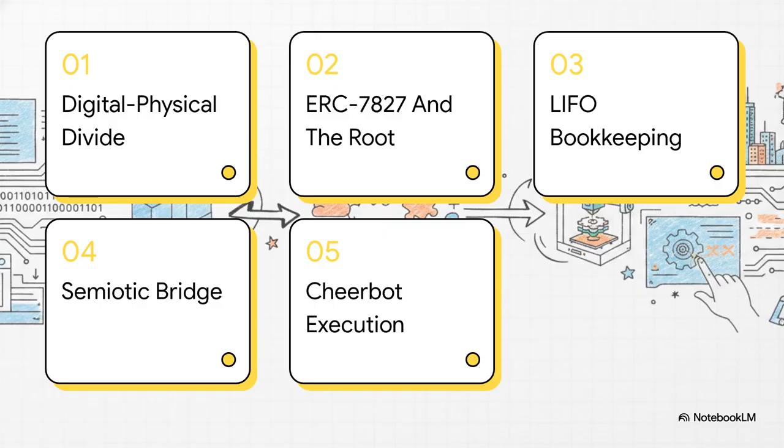So, here's our roadmap for the day. First, the digital-physical divide. Second, ERC7827 and the root. Third, LIFO single-entry bookkeeping. Fourth, crossing the semiotic bridge. And finally, Cheerbot and GPIO execution. Let's just jump right in.